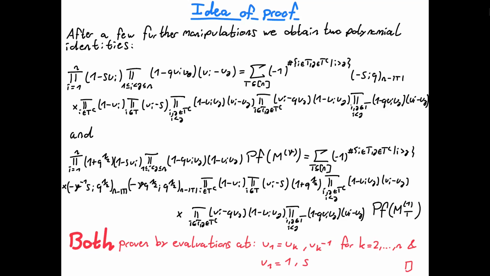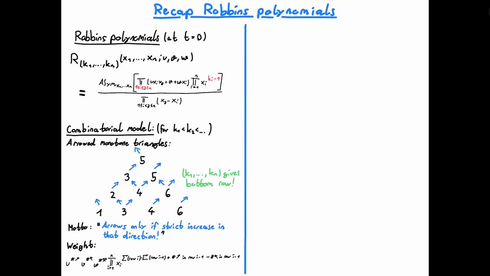Now I can tell you the connection to ASMs and the Robbins polynomials. So a quick recap. We had seen the Robbins polynomials at t equals 0. This was given by this anti-symmetrizer formula and the combinatorial model where the arrowed monotone triangles, where the motto was arrows are only allowed if you have a strict increase in that direction. And then you had a sway.